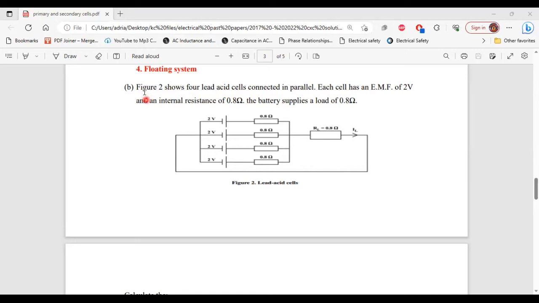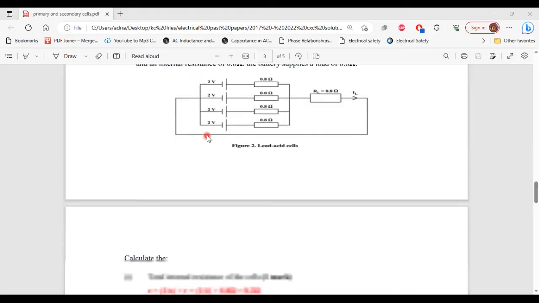Part B, it says figure 2 shows 4 lead acid cells connected in parallel. Each cell has an EMF of 2 volts and an internal resistance of 0.8 ohm. The battery supplies a load of 0.8 ohm. All right, so here is figure 2, the lead acid cell. So let's look at what it asks us to calculate.